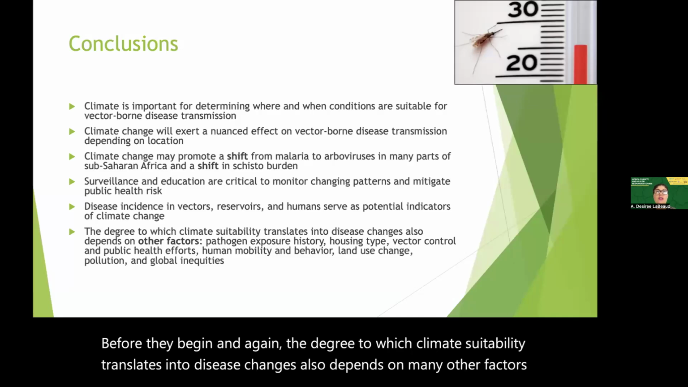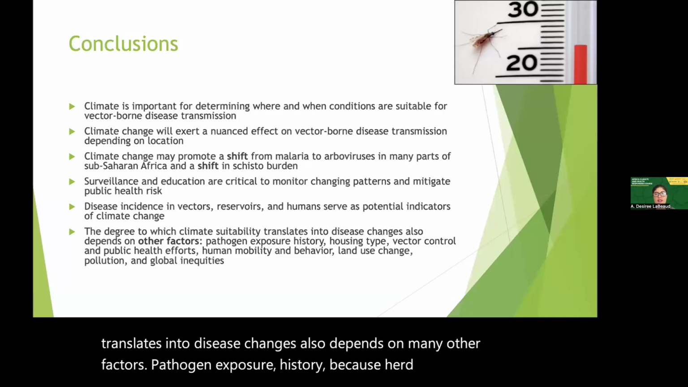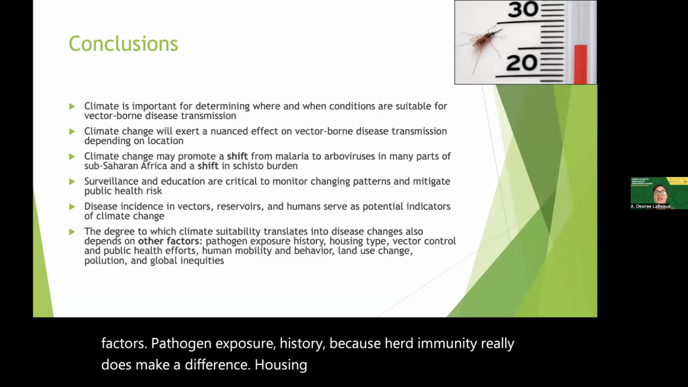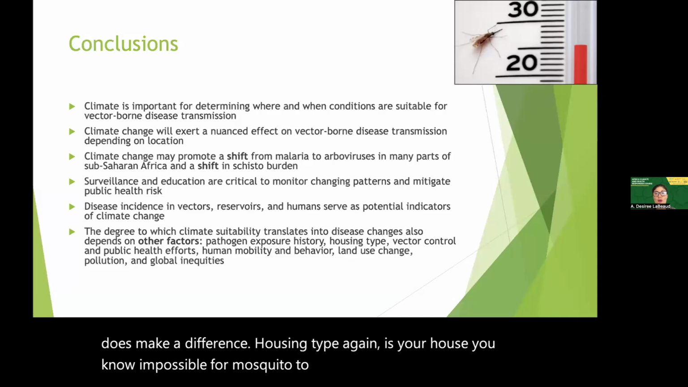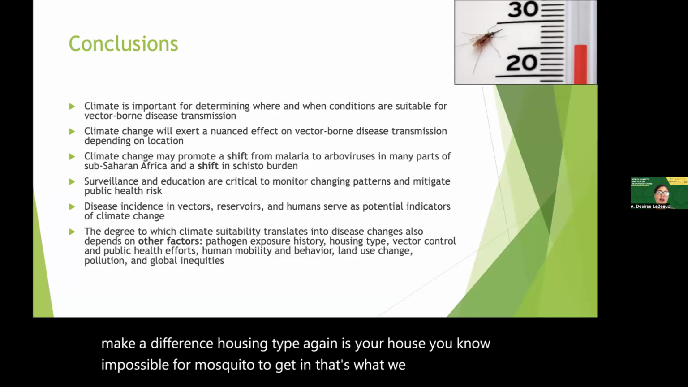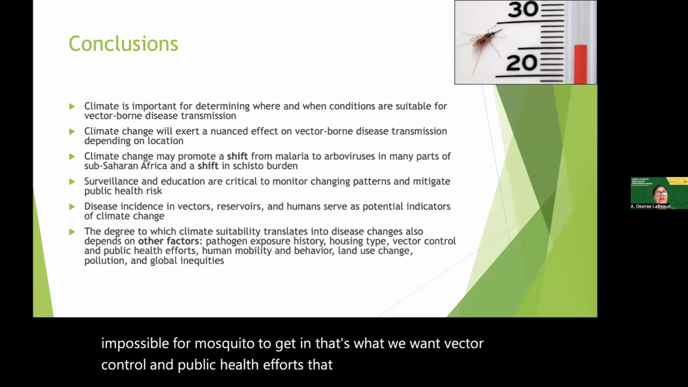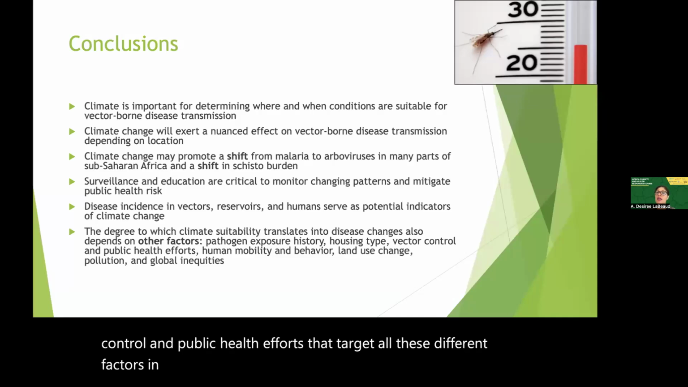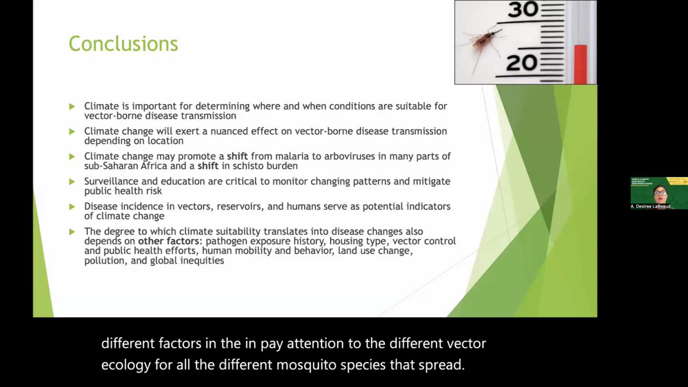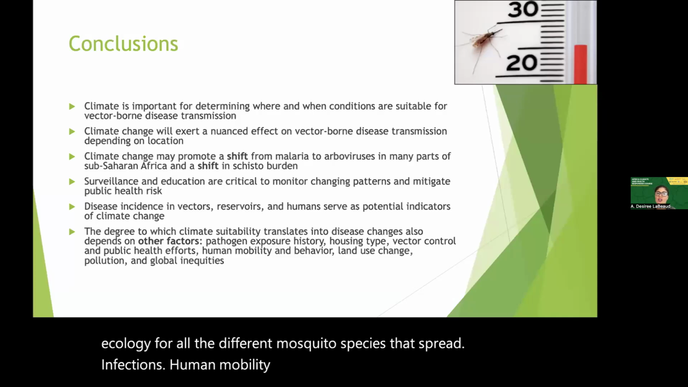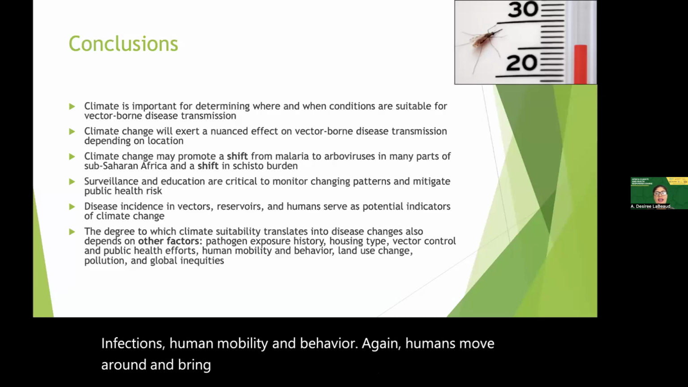Pathogen exposure history, because herd immunity really does make a difference. Housing type, again, is your house impossible for a mosquito to get in? That's what we want. Vector control and public health efforts that target all these different vectors and pay attention to the different vector ecology for all the different mosquito species that spread infections. Human mobility and behavior. Again, humans move around and bring these infections, and that can have an impact.